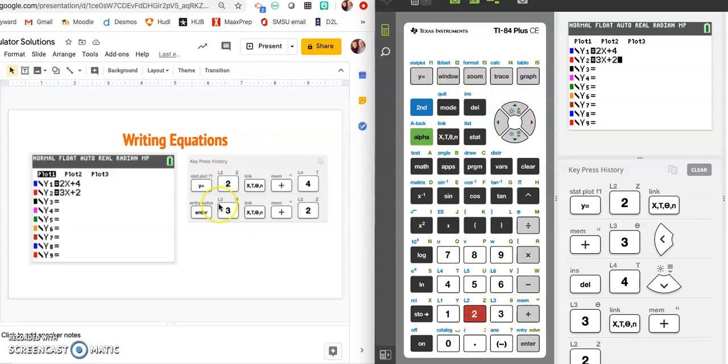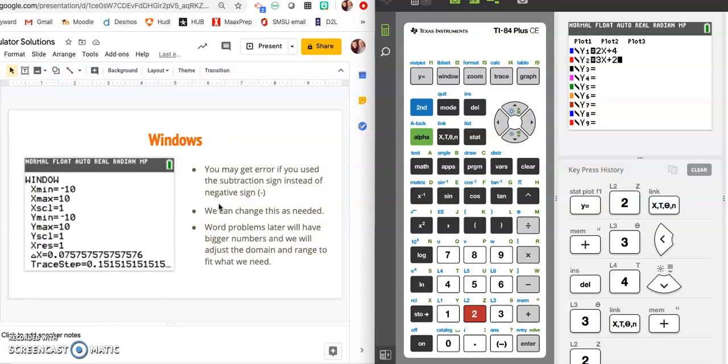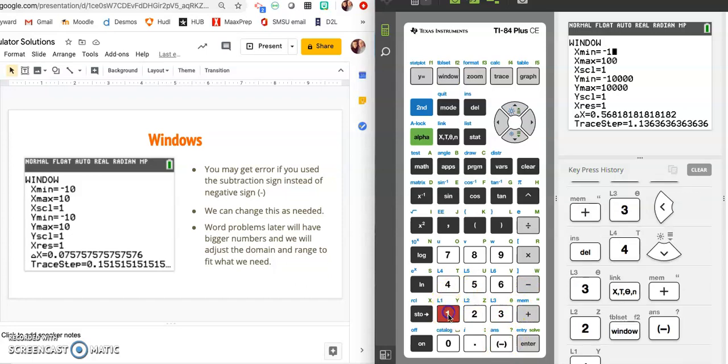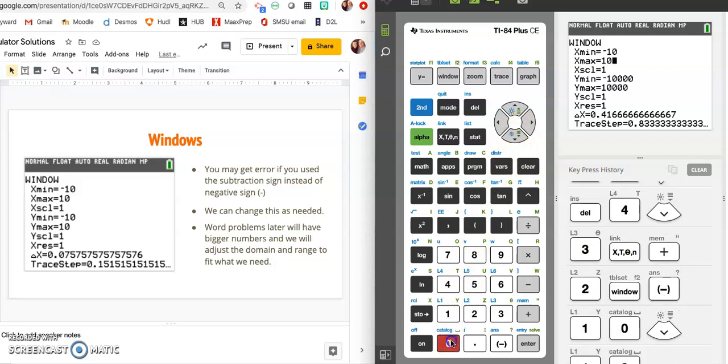Then the next thing that is important when we are graphing is to make sure our window is set to what we need it to be. This is a very simple two-equation line graph. So for our x-axis, we want the numbers to go from -10 all the way to 10. We have to hit the negative sign, not the subtraction sign, instead of -50. -10, and we don't want it to go to 100, we just want it to go to 10.